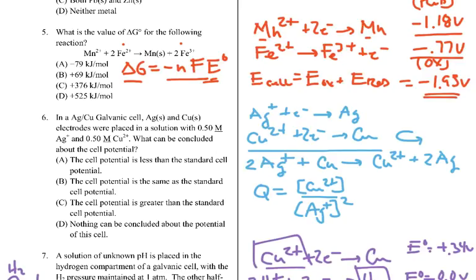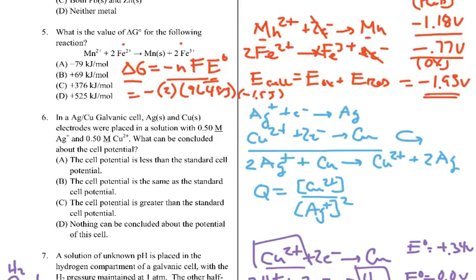So now let's go back to our equation. So negative n. If I put this together, there's 2 electrons, and I'm going to double this, and there's going to be 2 electrons. So 2 electrons, 2 electrons. So n equals 2. So negative 2. F is 96,485 coulombs per mole. And the E we just figured out there is negative 1.95 volts, which is joules per coulomb.